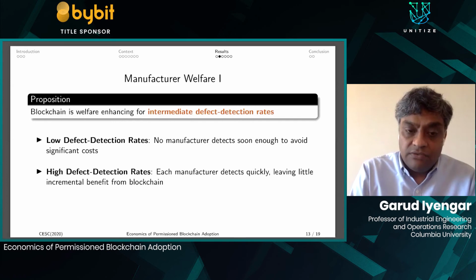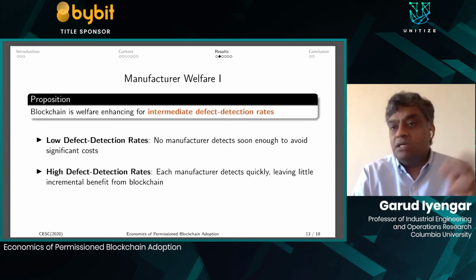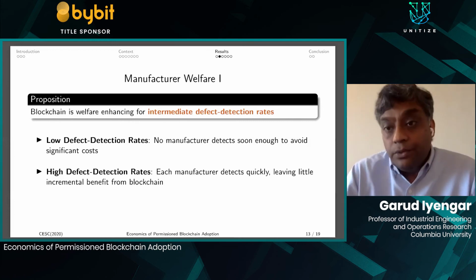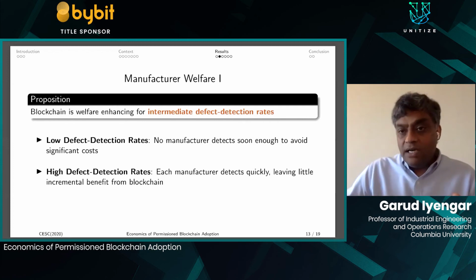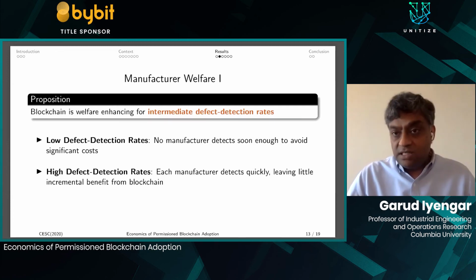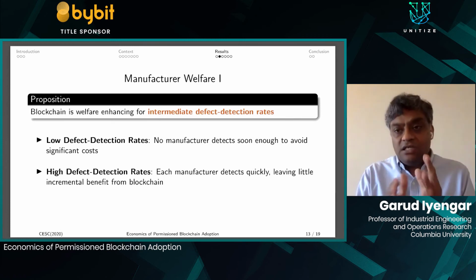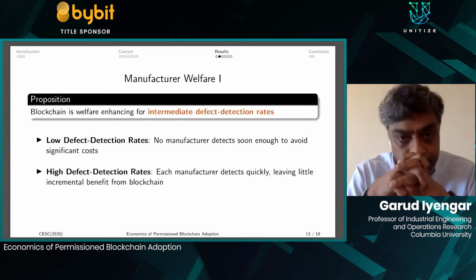If the defect detection rate is high, then manufacturers don't care about blockchains because they can detect it early on their own. So it's really the middle part where it's not so high that I can detect it on my own, or so low that even going onto the blockchain doesn't help me. That's the sweet spot at which manufacturers are going to be interested in a blockchain.